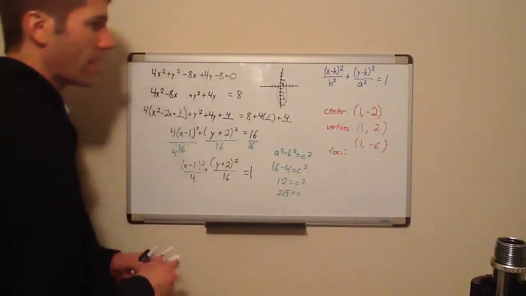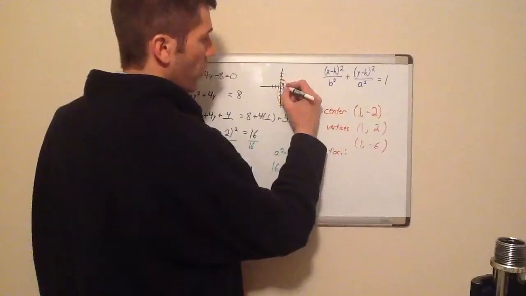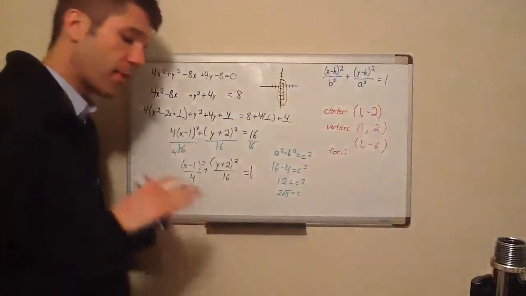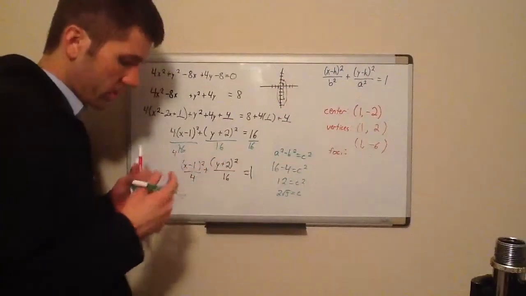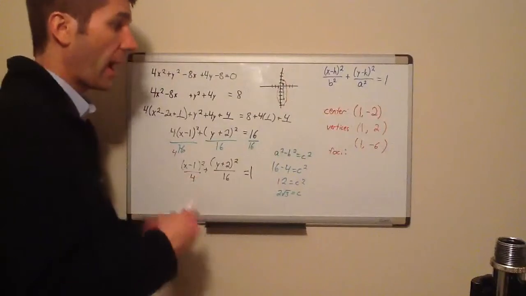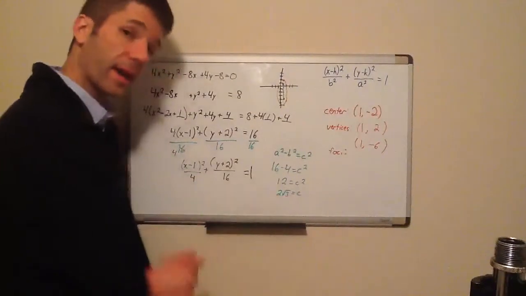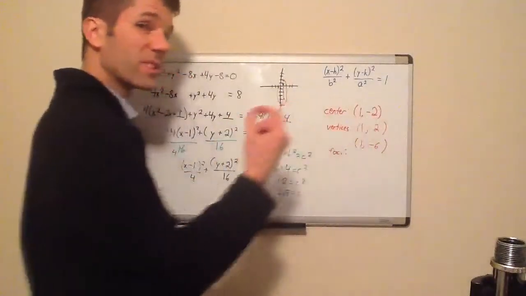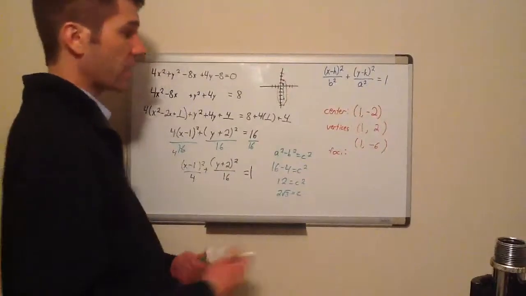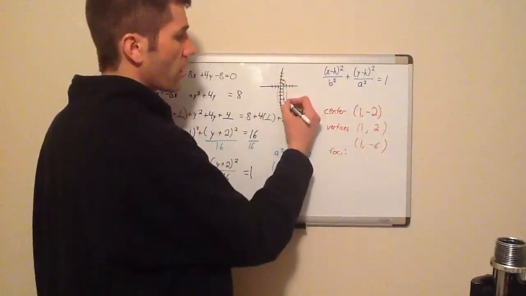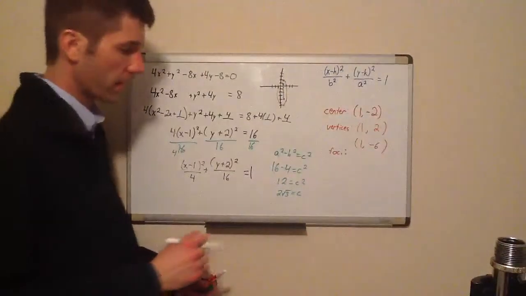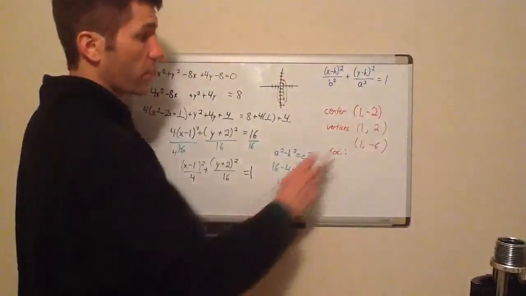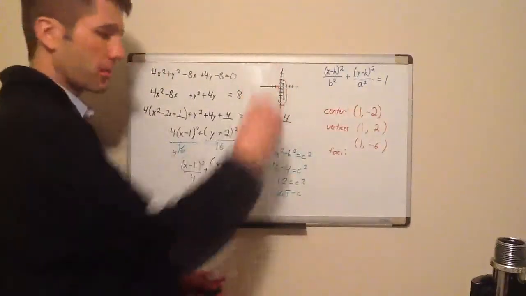Now, again, let's keep in mind that the focus is that far above the center and that far below the center. If it went horizontally, it would be to the left and to the right. But we are going to add this value and subtract this value from the y-coordinate of the center, and that will tell us the exact placement of each focus. I'll say that one more time. We're going to add 2 square root of 3 to that, and we're going to subtract 2 square root of 3 from that, and that will tell us how much it goes up and down.